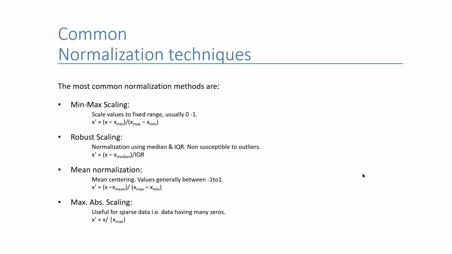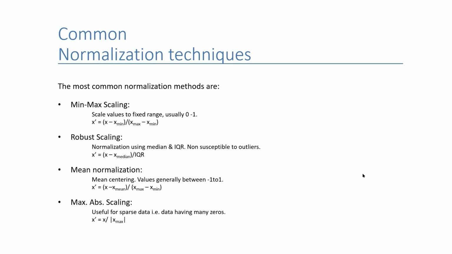After that we have robust scaling, normalization using median and IQR, and this method is not susceptible to outliers. Suppose we have outliers in our dataset and we want to normalize it. In that case, robust scaling is better suited for the work. The formula is x minus x median divided by IQR, also known as interquartile range, which is derived by the formula 75th percentile minus 25th percentile.